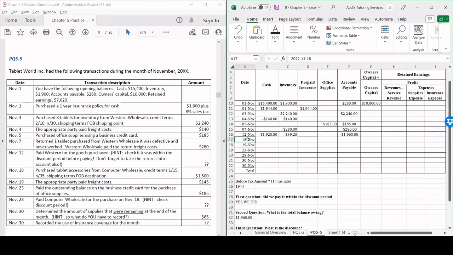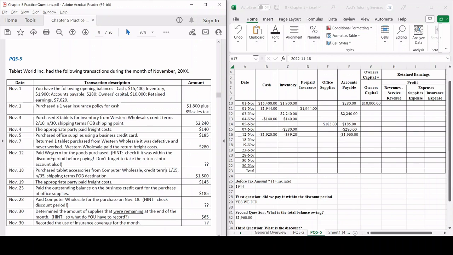Now let's fast forward to November 18th. Now we purchased tablet accessories from Computer Wholesale. Credit terms 115 and 35. Shipping terms FOB destination. So once again, credit terms 115 means if we pay within 15 days, we get a 1% discount. No matter what, it's due within 35 days. FOB destination means that legal title exchanges hand once it arrives at the buyer's warehouse. We're the buyer. So during transportation, it's in the seller's possession. So that means that the seller pays for transportation. That means for us, we don't do anything.